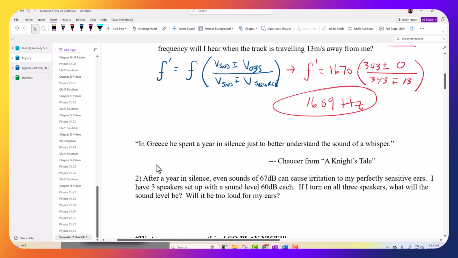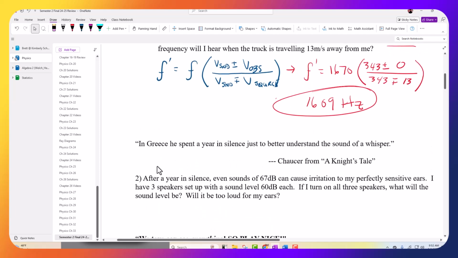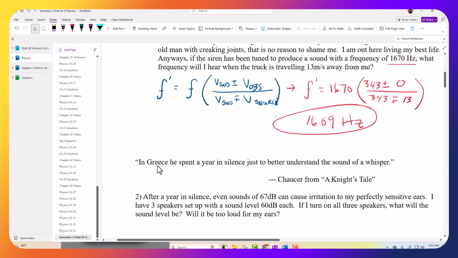Any questions? So if it was coming towards you, you would use the upper signs if the distance is closing. You use the lower sign if the distance is growing.